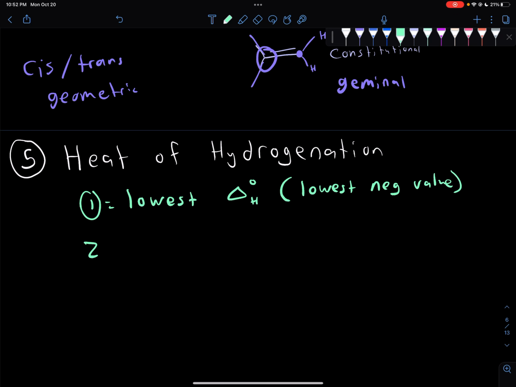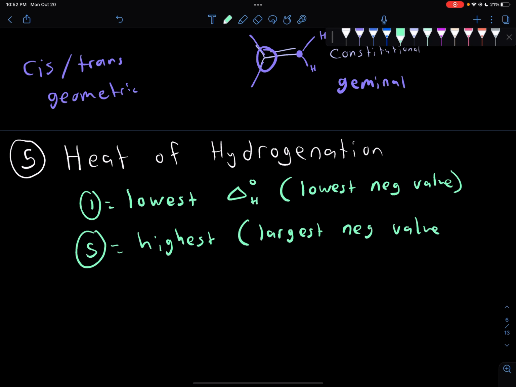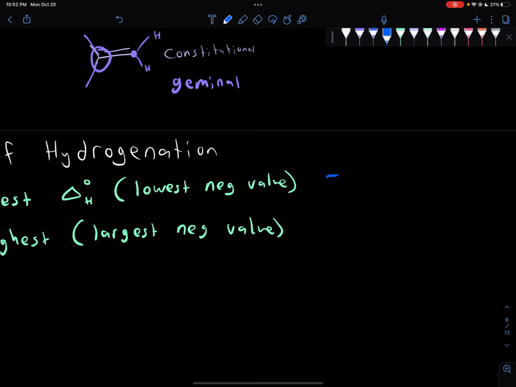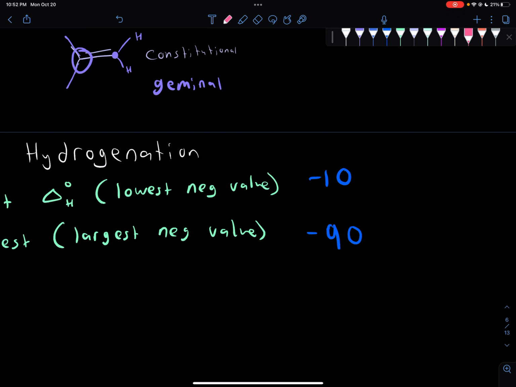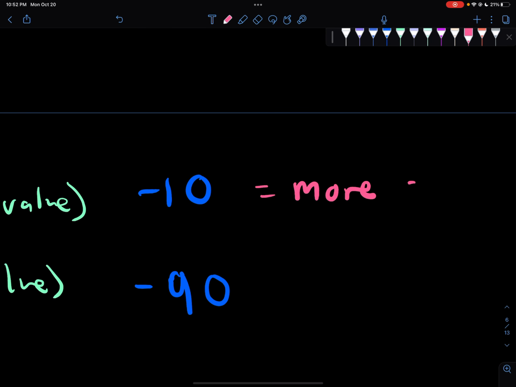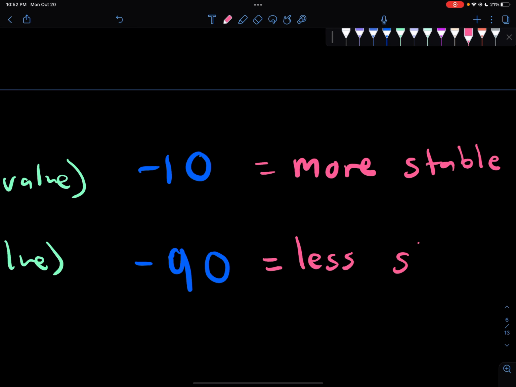And then, I don't know, 5 will be your highest heat of hydrogenation, which means your largest negative value. What I mean by this is negative 10 versus negative 90. Negative 10 is a lower heat of hydrogenation. I know negative 10 is larger than negative 90, but you're looking at the absolute value, so 10 is smaller than 90. Now, what else you should know is that lowest heat of hydrogenation equals more stable, and the higher heat of hydrogenation is less stable.